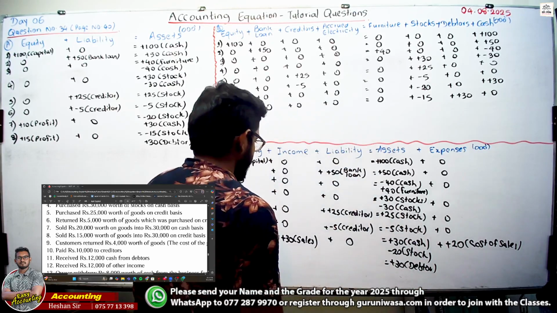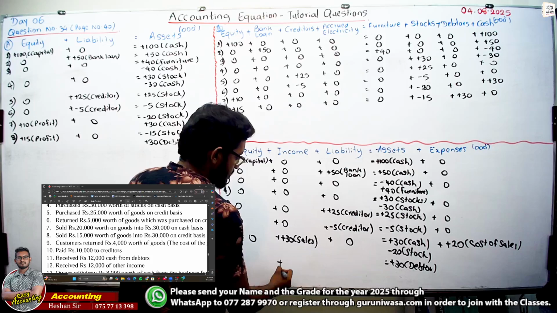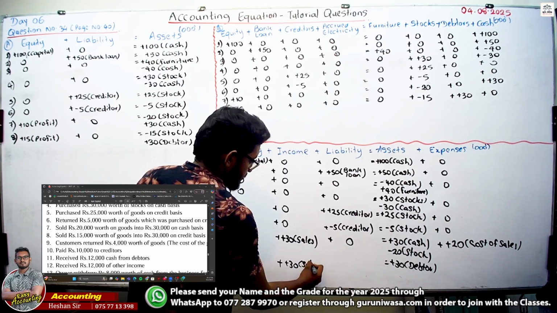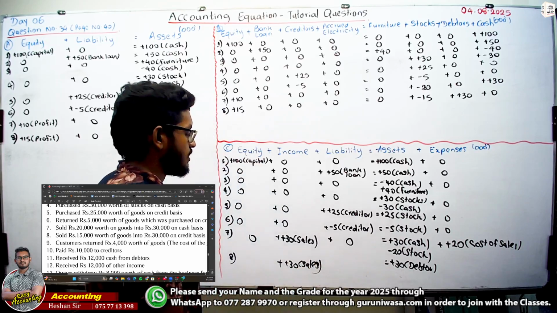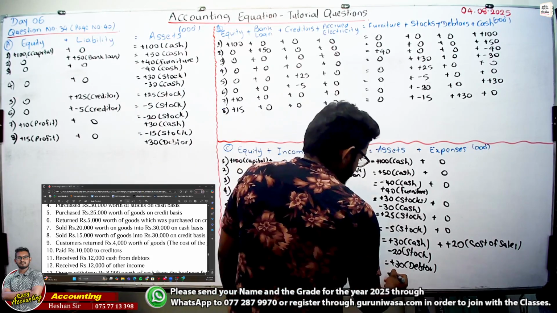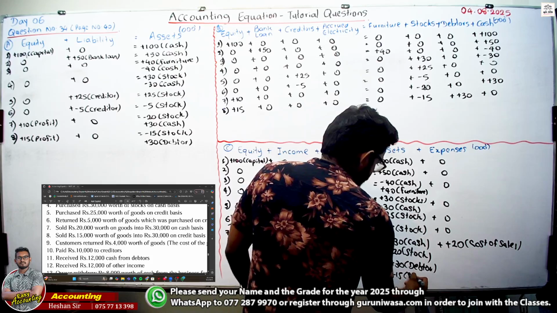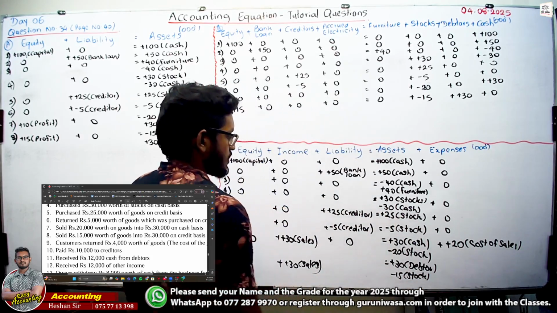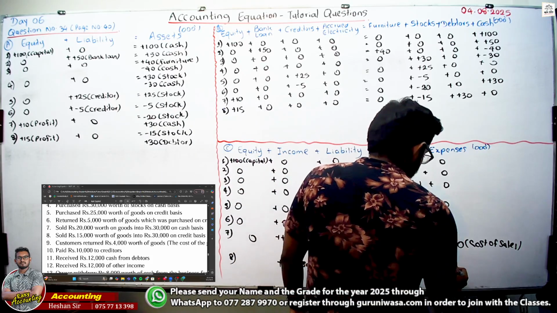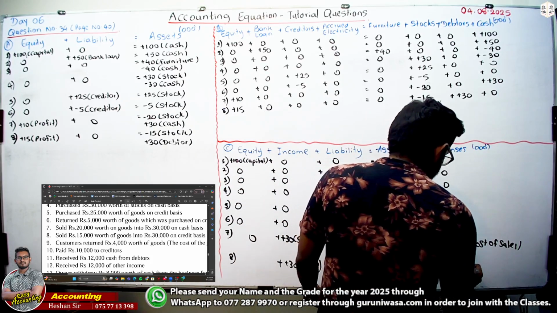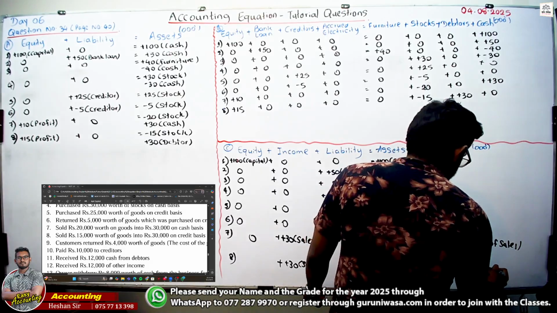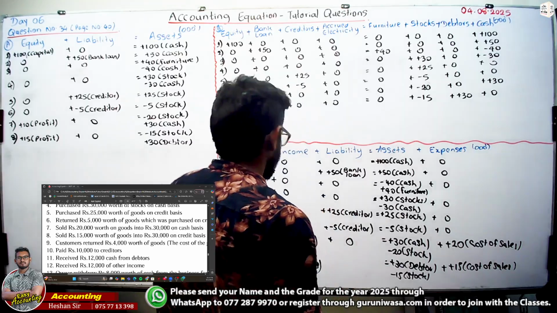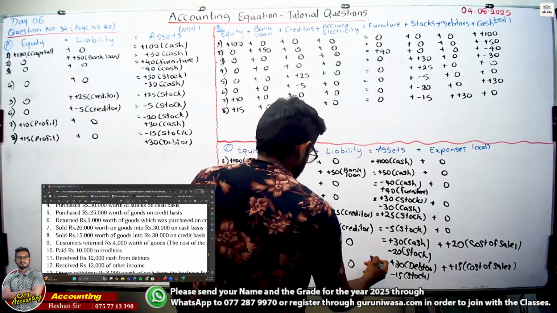So it is our sales, though it's a credit sale, under the accrual concept. All cash sales and credit sales, it's a sale, right? Stock asset decreased by 15, right? So it's a cost of sales. So it is an expense increase, right? So that's it.